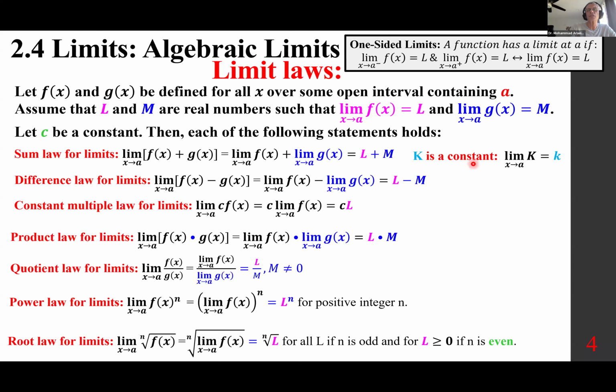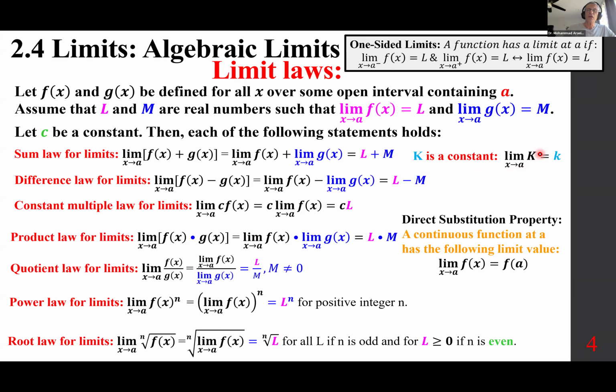If k is a constant, some number, the limit of k as x approaches a is k. In other words, this is independent of x. So if you have a number, the limit is itself. And finally, direct substitution, as we've already discussed: a continuous function at a has the following limit, the limit of f of x as x approaches a equals f of a. So this is the synopsis of what we are going to use.